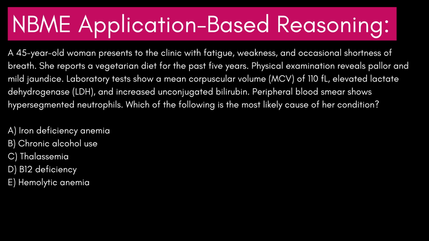A 45-year-old woman presents to the clinic with fatigue, weakness, and occasional shortness of breath. She reports a vegetarian diet for the past 5 years. Physical examination reveals pallor and mild jaundice. Laboratory tests show a mean corpuscular volume (MCV) of 110 femtoliters, elevated lactate dehydrogenase (LDH), and increased unconjugated bilirubin. Peripheral blood smear shows hypersegmented neutrophils. Which of the following is the most likely cause of her condition?